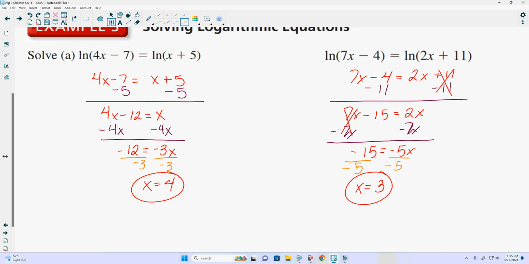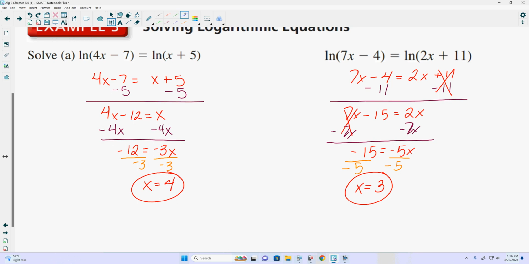Now, if it had just been 5x, we would divide by 5. If you added 4 first and subtracted 2x, it gives you 5x equals 15, divide by 5, and you get the same spot. So it just depends on where you start. You'll get to the same place. Questions on this here?